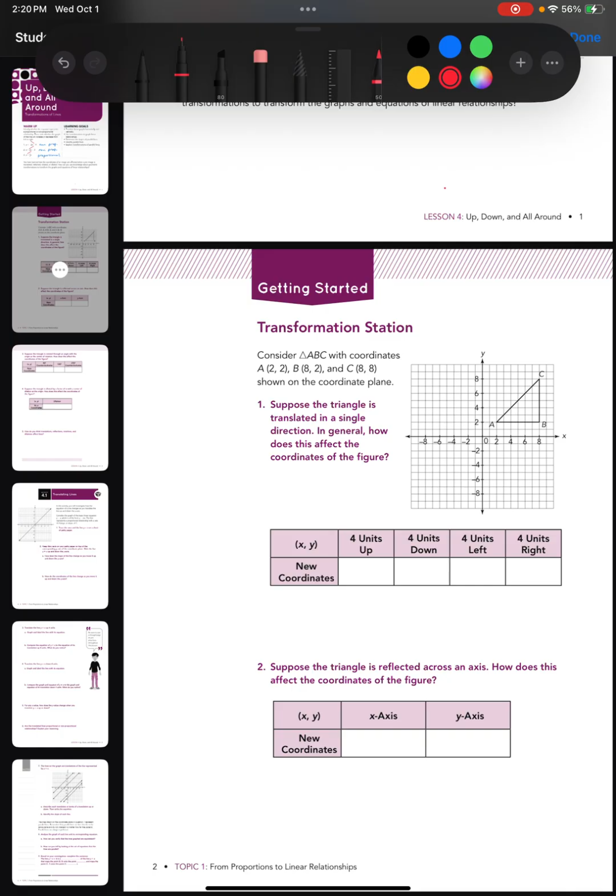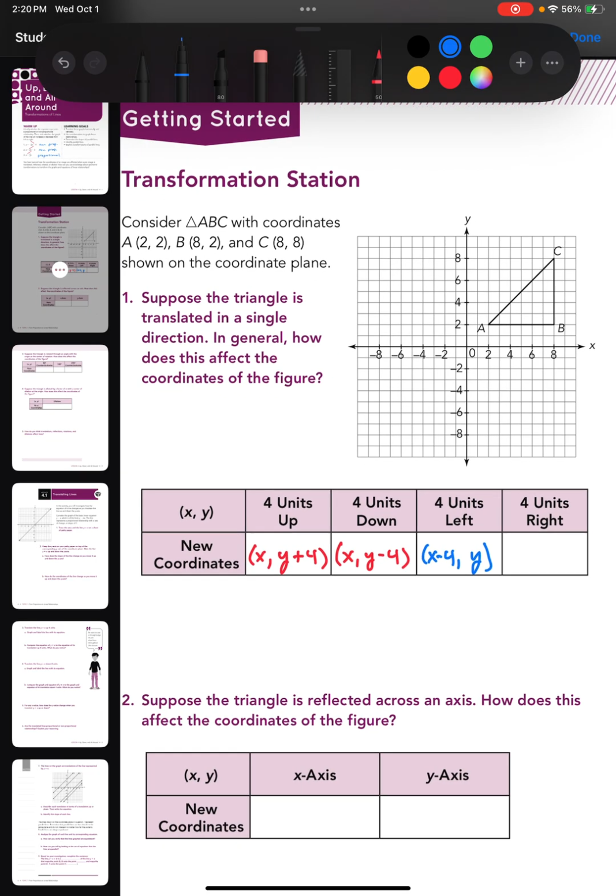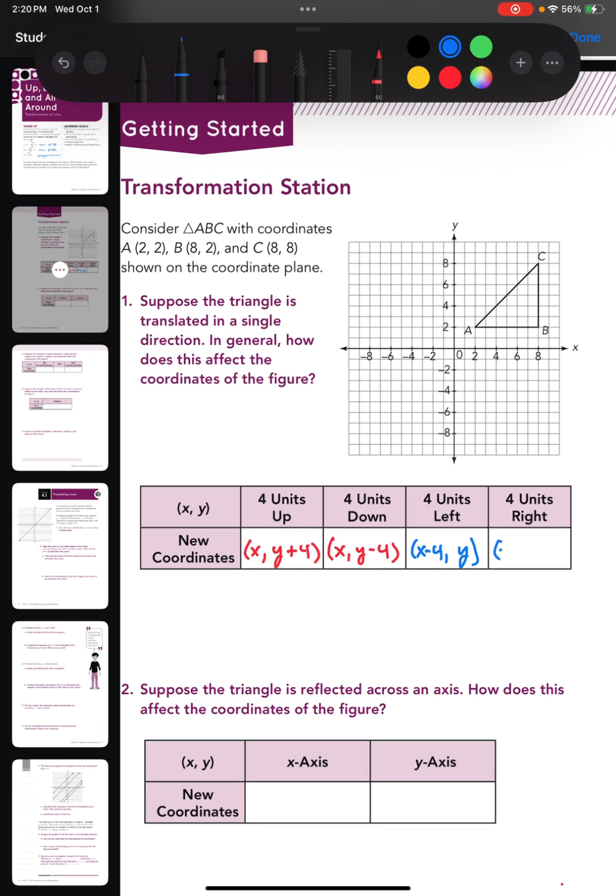So if we went 4 units up, that is in the y direction. So we'd be talking about a transformation that is (x, y + 4). 4 units down would be (x, y - 4). Left and right, now we're talking about the x direction. So left would be x - 4, and then our y would stay the same. And then right would be x + 4, and our y would stay the same.